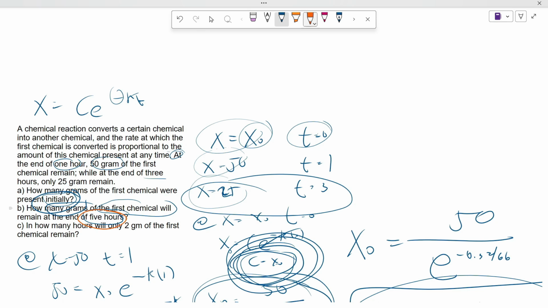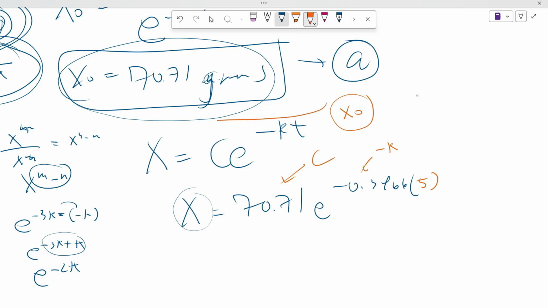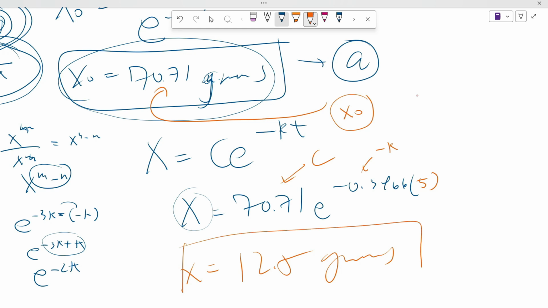At the end of 5 hours. So, 5 hours is our time here. This is the value of negative k. This is the value of C. Earlier our C was X sub O, but we already have the value of X sub O, which is 70.71. So, the correct answer for this is 12.5 grams remaining at the end of 5 hours. This is the answer for letter B.